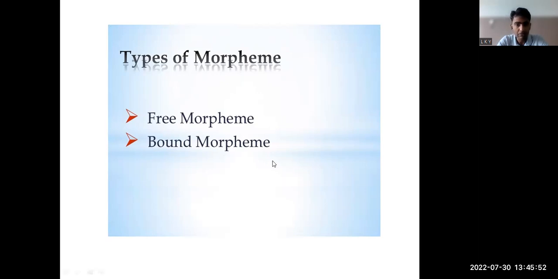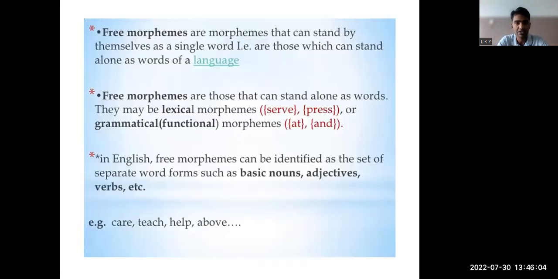And bound means which is bound and which is not free to do anything, to express anything. We will understand it. Now, free morphemes are morphemes that can stand by themselves as a single word. Those which can stand alone as a word of a language. Free morphemes are free to express their meaning. They are not bound to any other word. We say free morphemes are those that can stand alone as words.